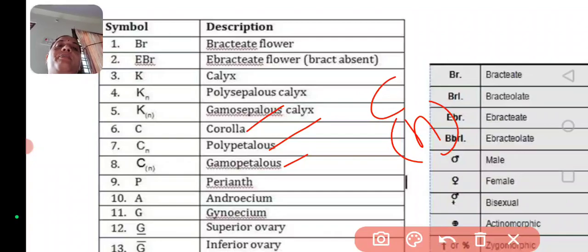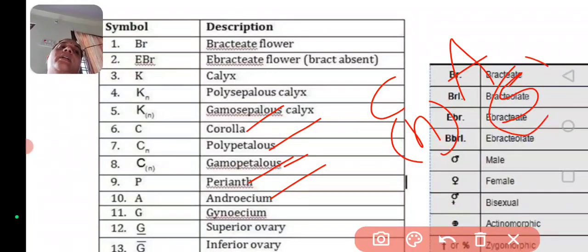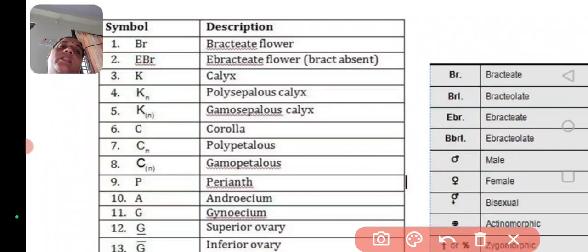P for perianth. A for androecium. You have to write the androecium number below the A. If your stamens are 5, write it like this. If stamens are united, write like this. If stamens are 9 plus 1, write 9 plus 1 like this.